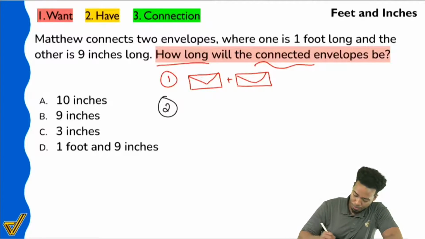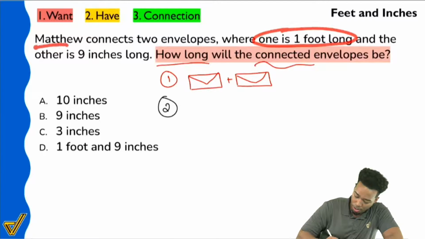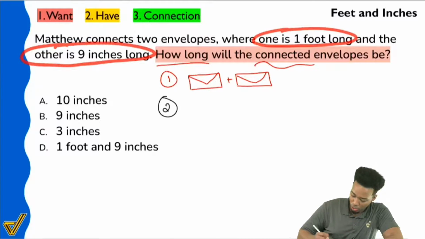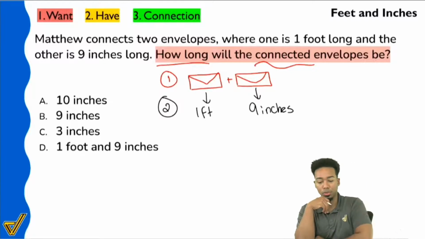So here, again, I'm looking at what I have. It says Matthew over here connects two envelopes. One of them is 1 foot long. The other is 9 inches long. So everyone, is it true that we have envelope number 1 being 1 foot long and envelope number 2 being 9 inches long? Is that true?